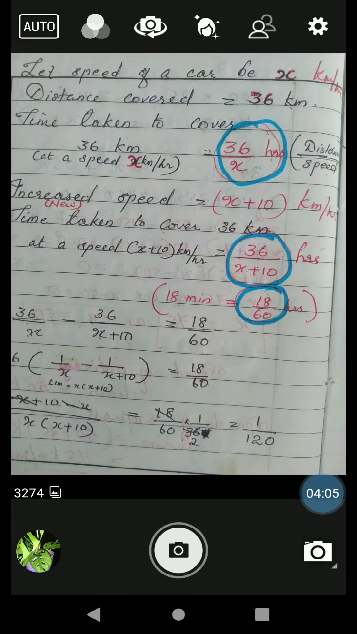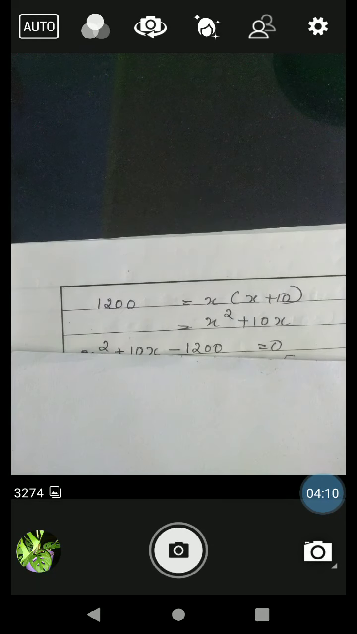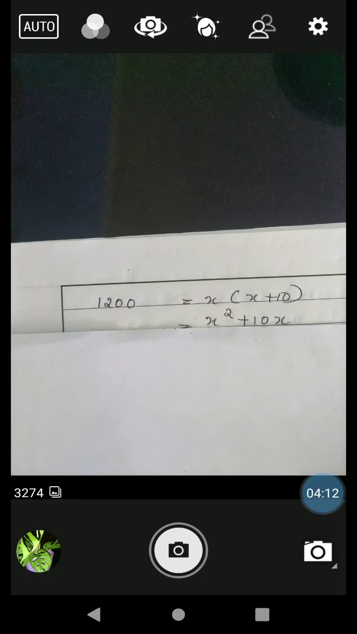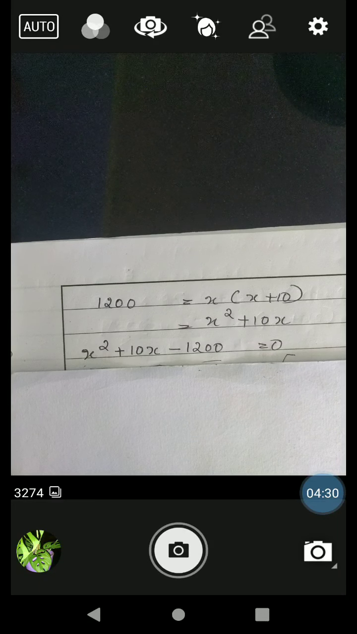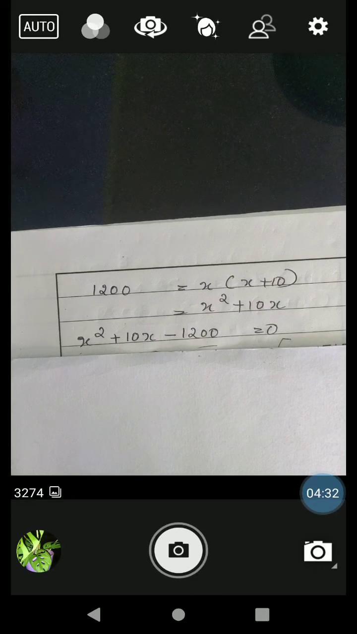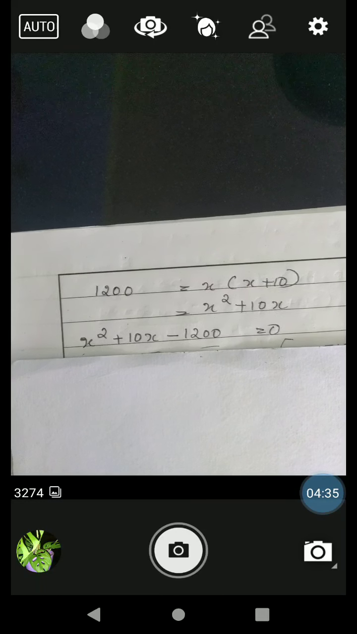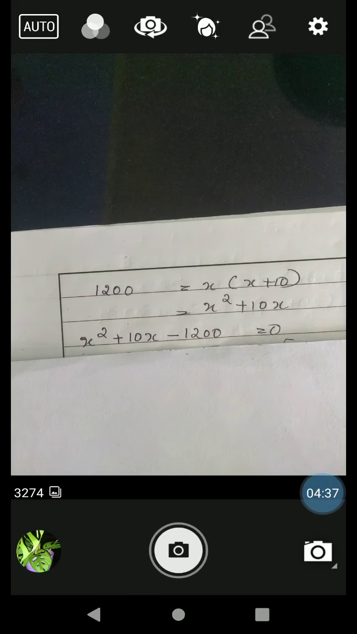And you can do it. And now we get 1200. On transposing 1200 to the left side, you will get 1200 is equal to x into x plus 10, which is equal to x square plus 10x. Arrange it properly. Then x square plus 10x minus 1200 is equal to 0.